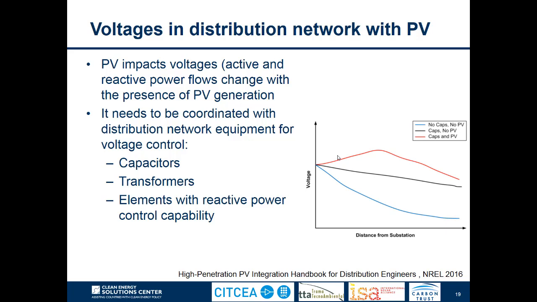Normally the generation will have a higher impact because basically the generation is injecting active power. In the distribution network, active power is normally more important than reactive power for voltage control. This is different in the transmission network, where reactive power is more important because of the inductive behavior of the lines.